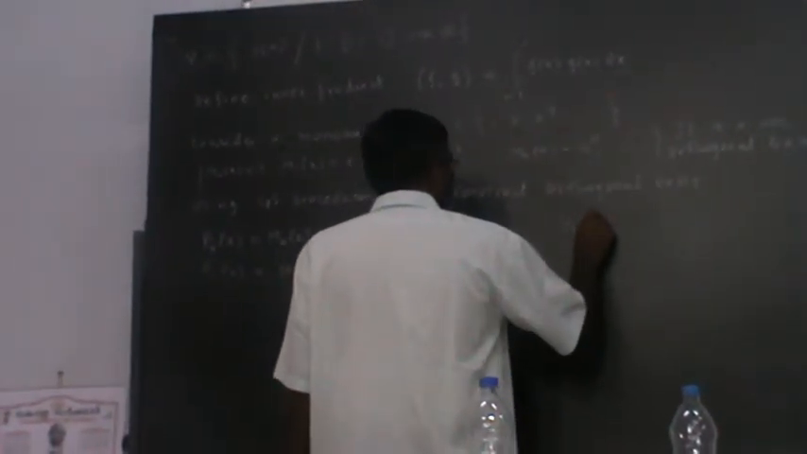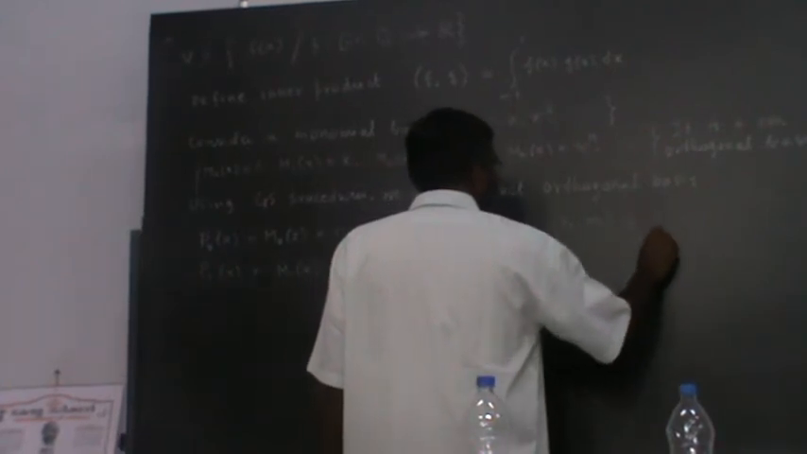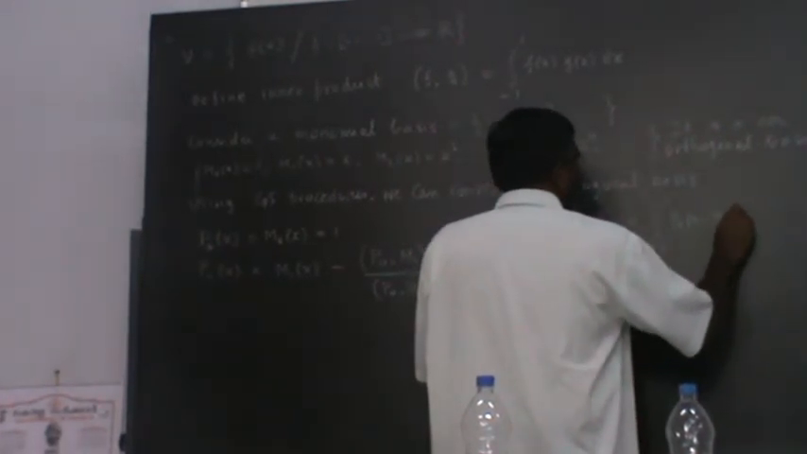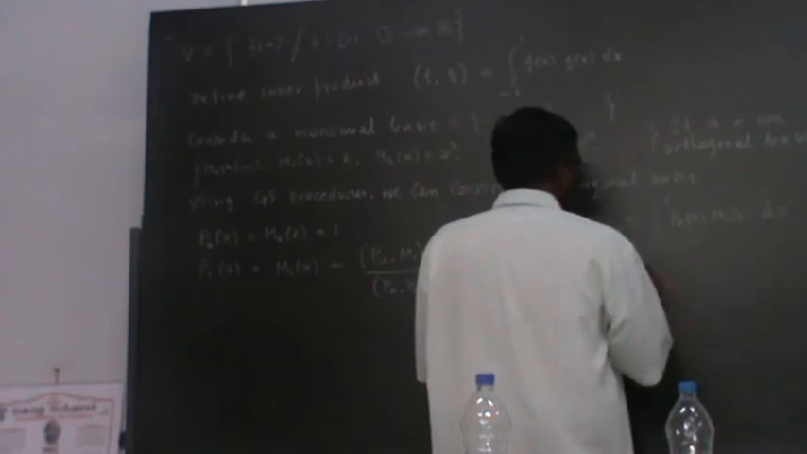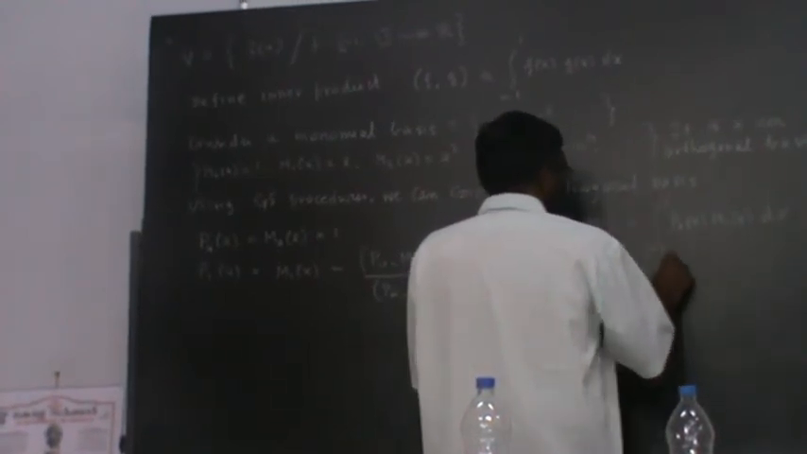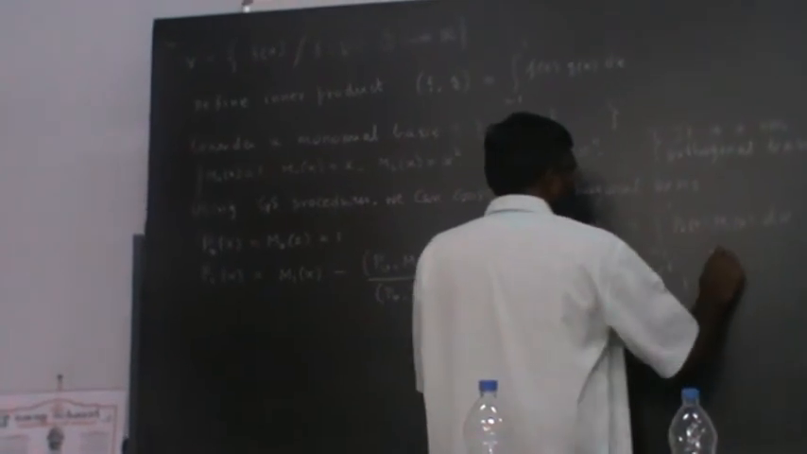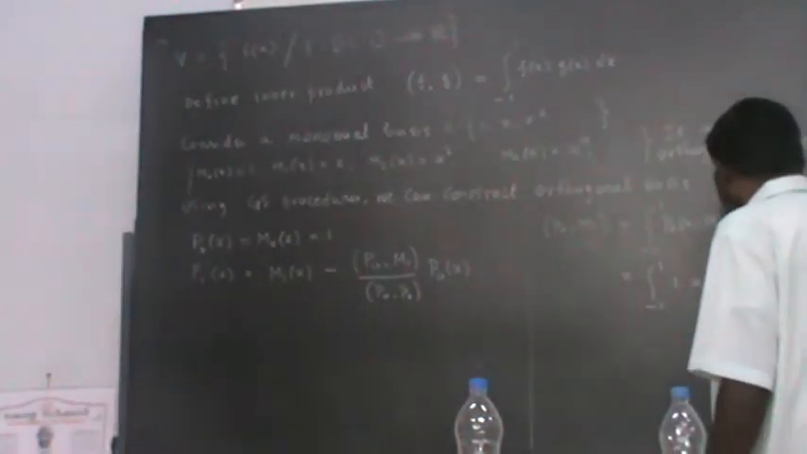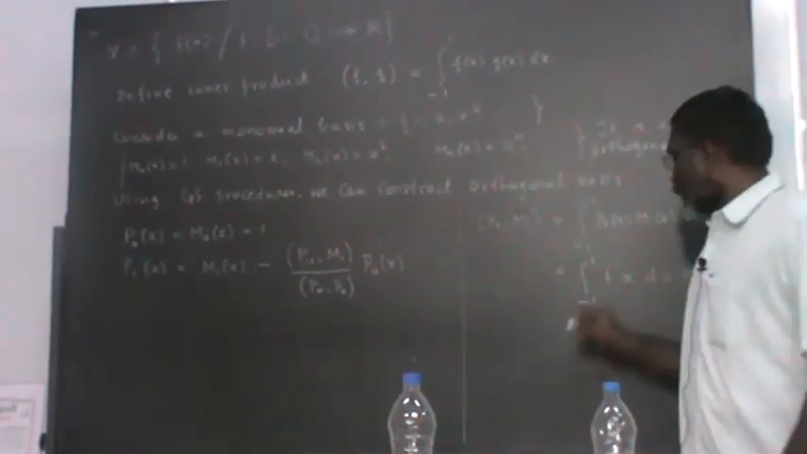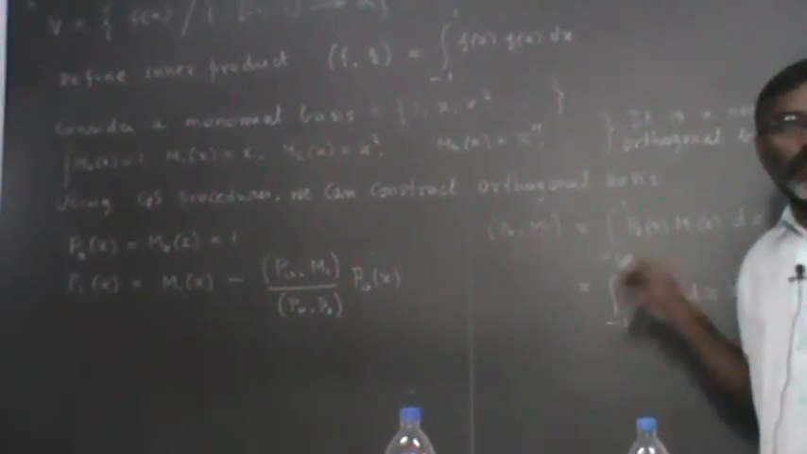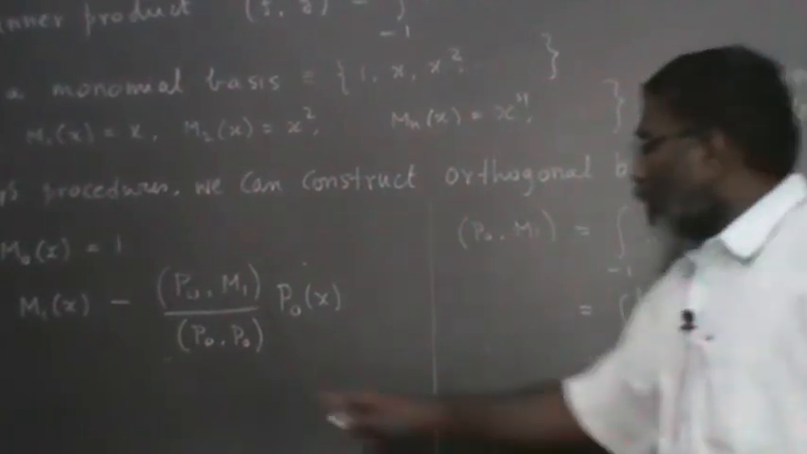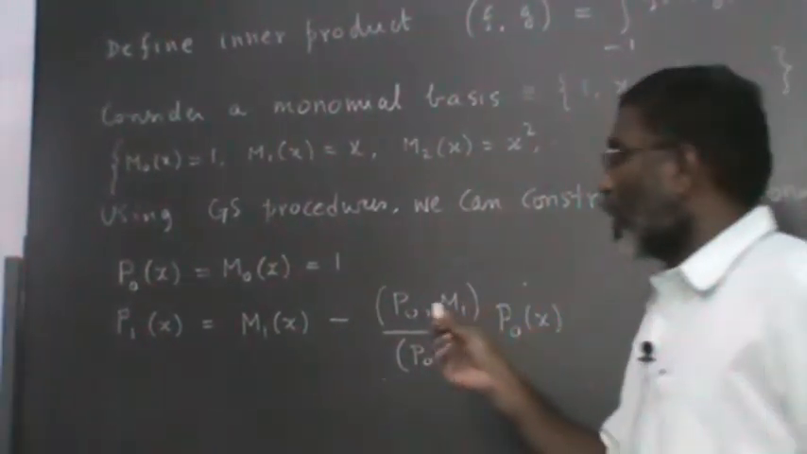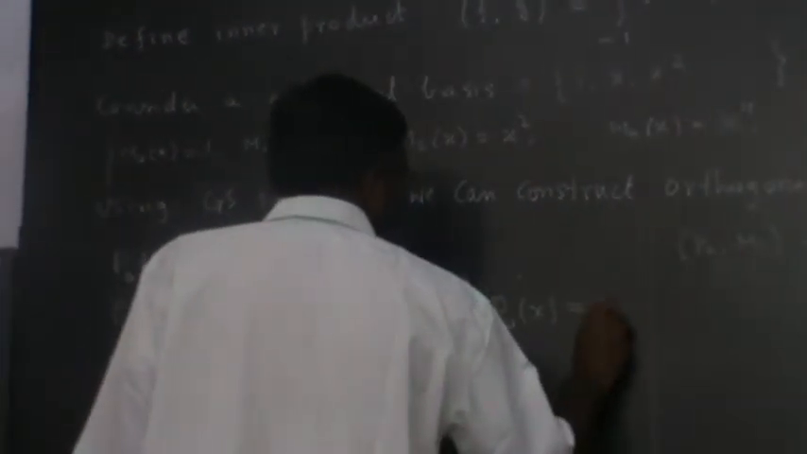P0, M1. What is that? That is equal to the integral from -1 to +1 of P0 of x into M1 of x dx. P0 of x is 1, M1 of x is x, dx. So this will be 0, because this is x squared by 2 from -1 to +1, which is 0. And the denominator is never 0 because P0 is the norm of that. So this entire thing is 0. So I will have P1 as x.